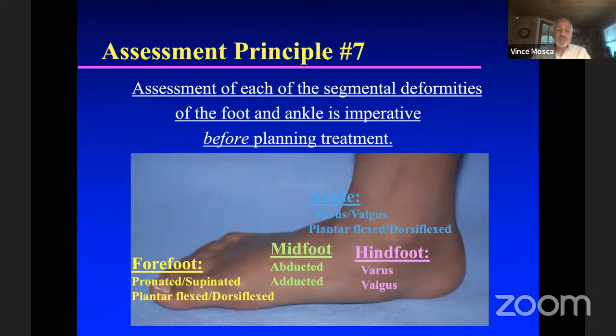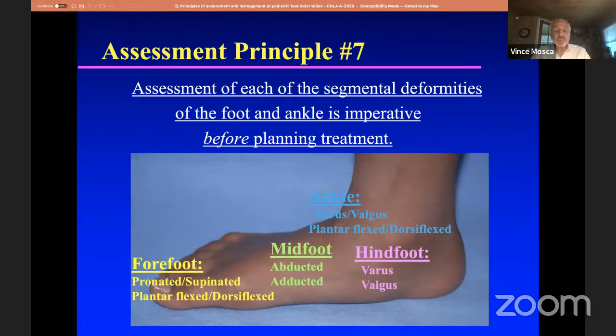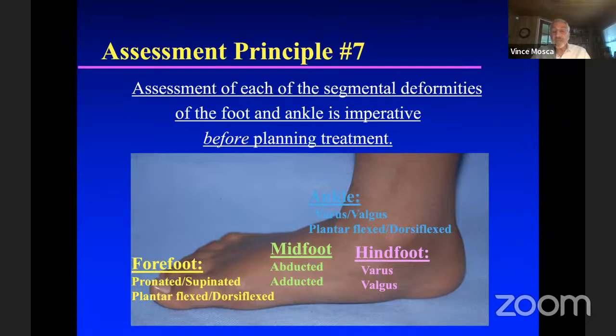So when we're assessing foot deformities, we need to think about the segments. There's a forefoot segment, a midfoot segment, a hindfoot segment, and we've talked about those under biomechanics. And the ankle, although it's not part of the foot, can also be deformed in varus or valgus, plantar flexed or dorsiflexed. And when we're evaluating the foot, we've got to evaluate the child. Now we're getting down to evaluating the foot.